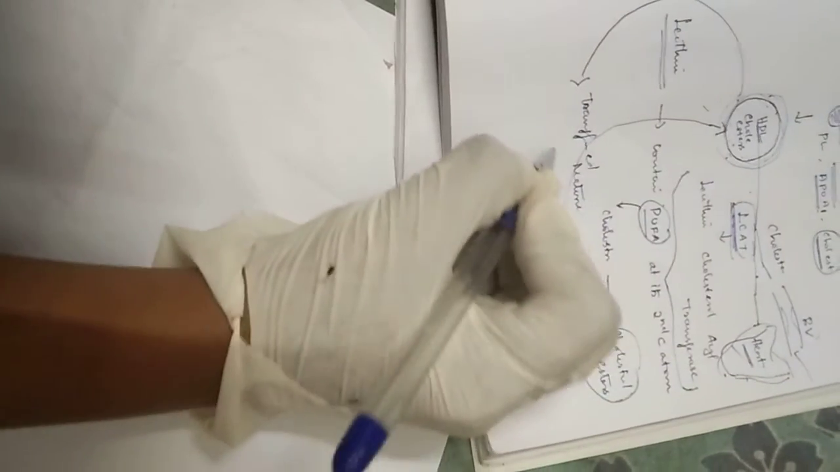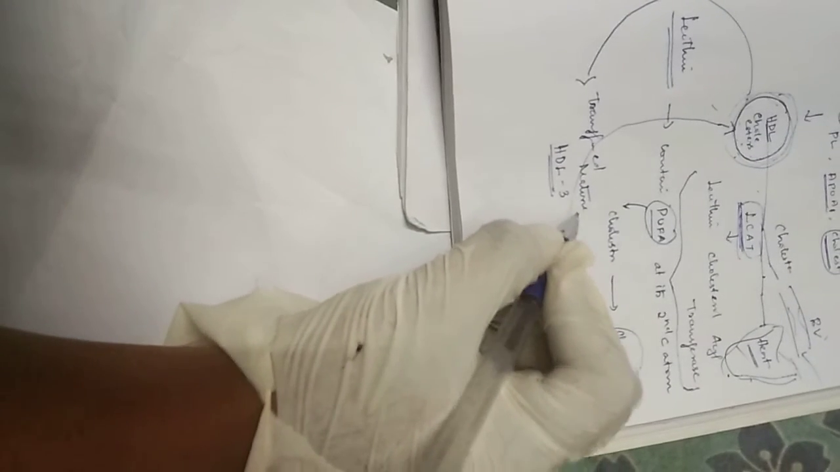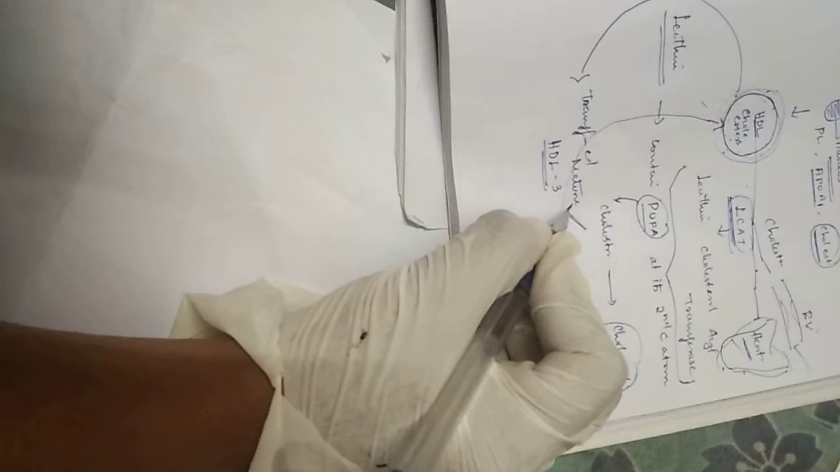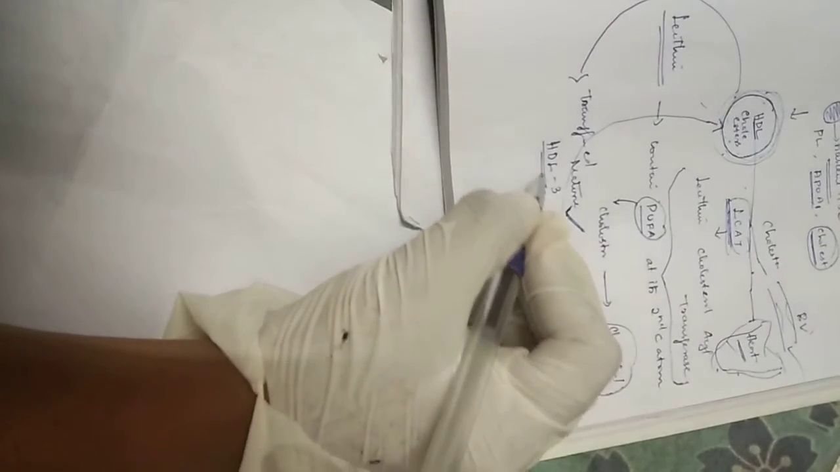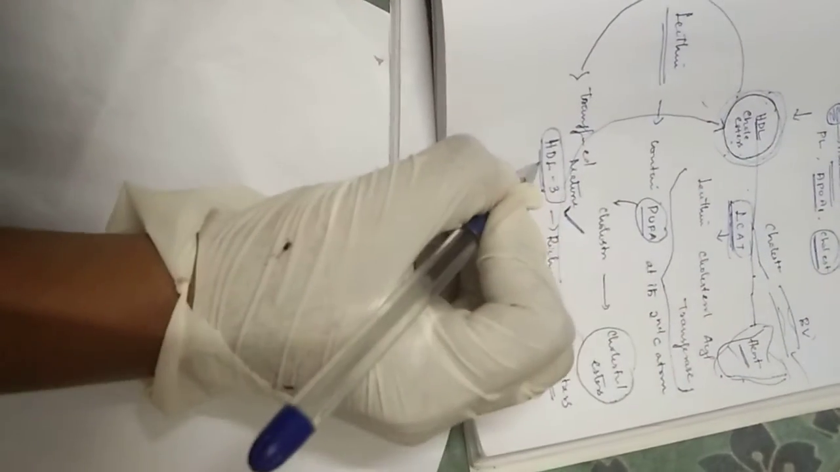This kind of HDL molecule is called HDL3. So HDL3 is a mature HDL. Mature HDL is called HDL3. This is rich in cholesterol esters. This is a very important thing. Now this HDL3 has two fates, I may say.